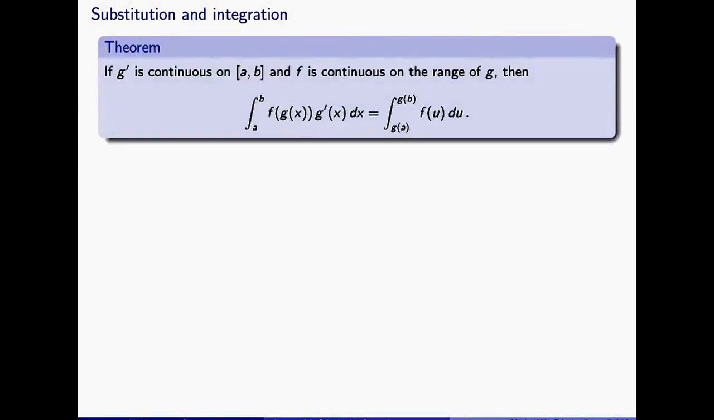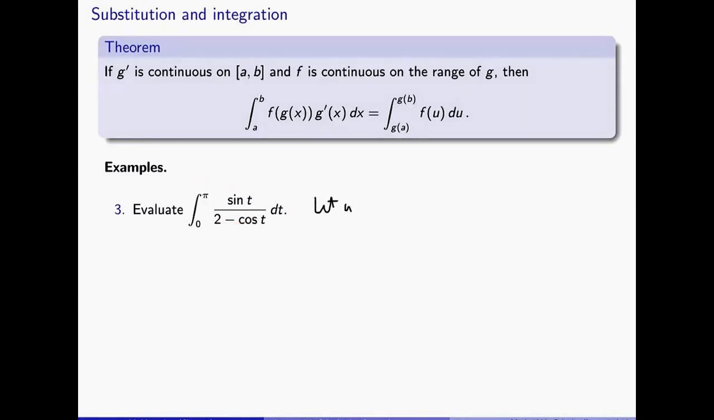Okay, let's do one more example. Let's evaluate this creature here. To do this, I look at this, and u-substitution should jump out because there's obviously no formula for this integral, but if you look at this, the derivative of that is going to be sine, which is on top. So let's let u be equal to the bottom, 2 minus cosine of t.